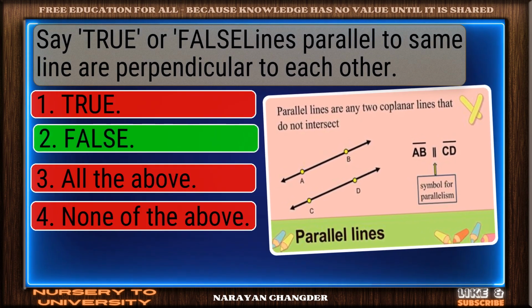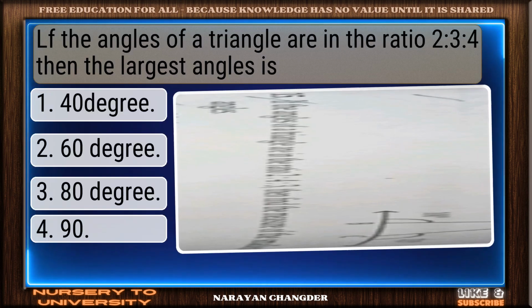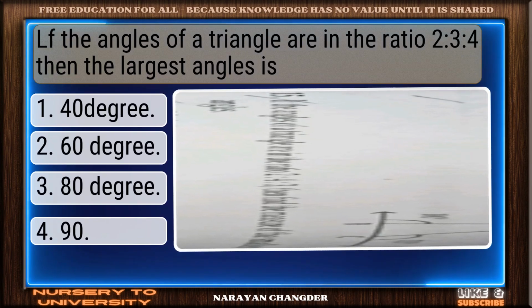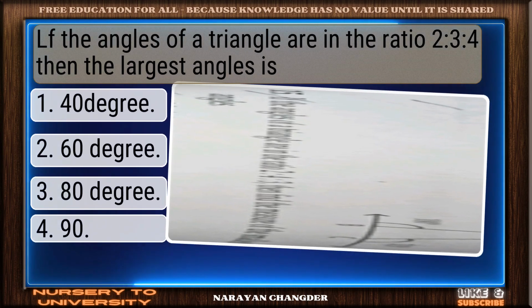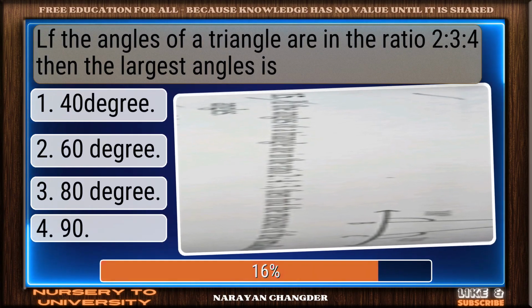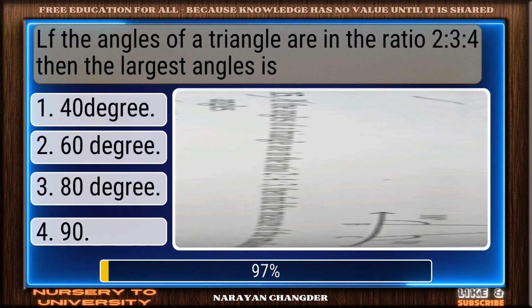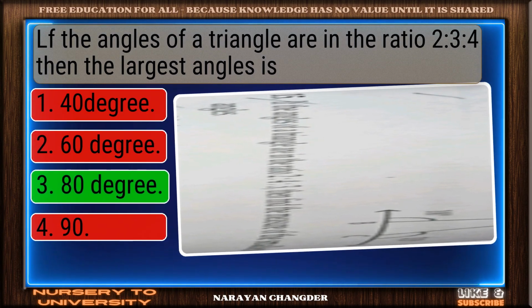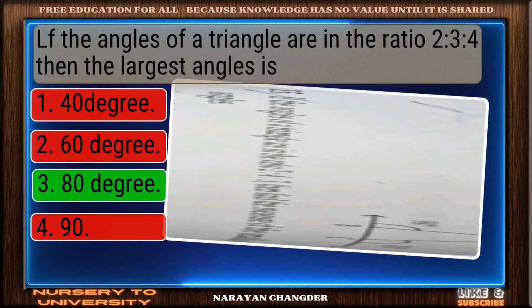Nicely done. False is a solid answer. Question number 38. If the angles of a triangle are in the ratio 2, 3, 4, then the largest angle is... Well done. 80 degrees is the right choice.